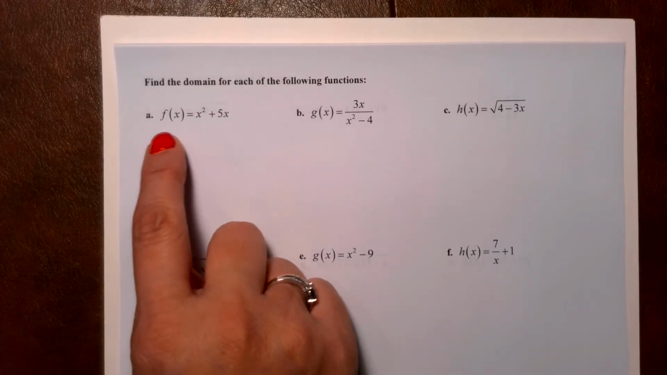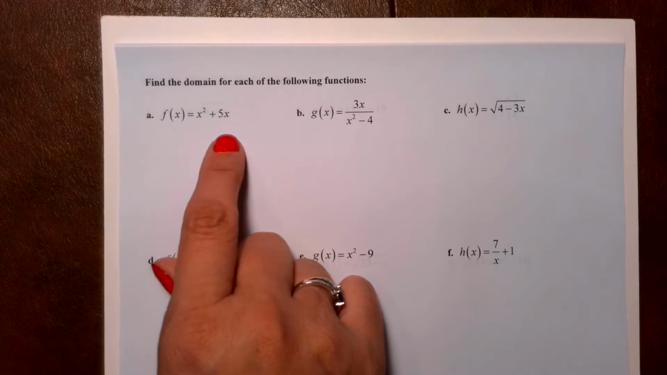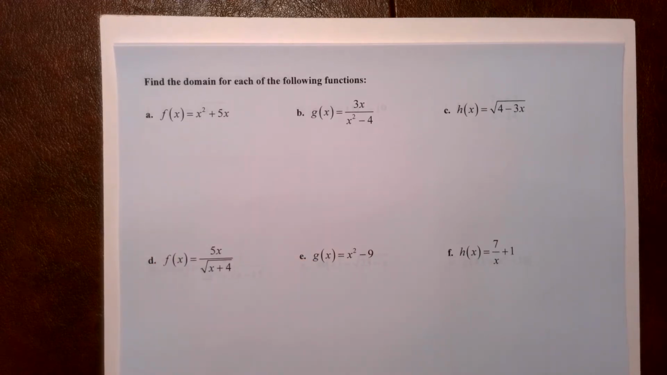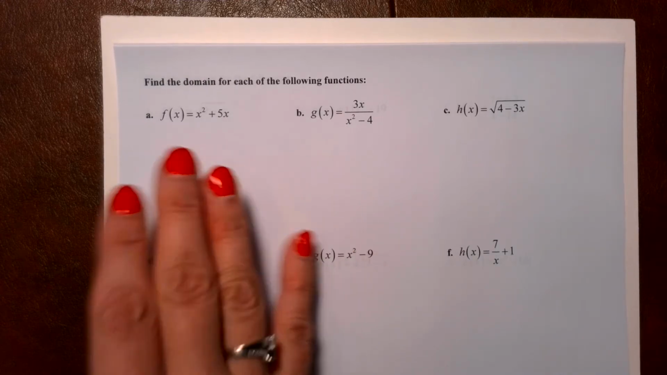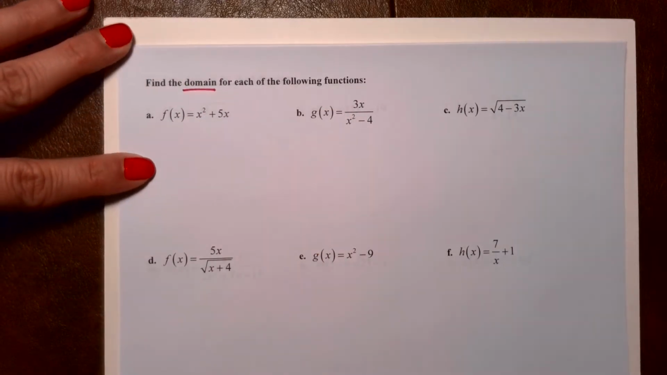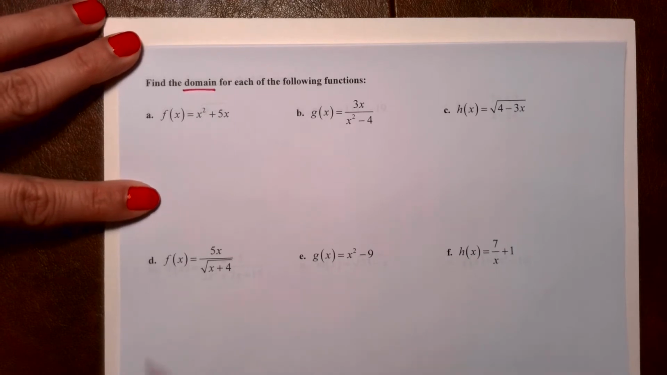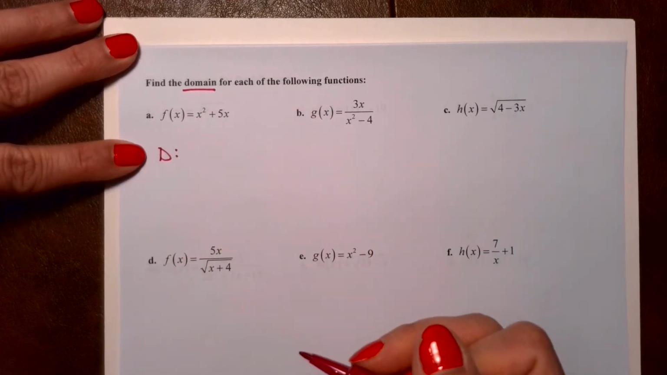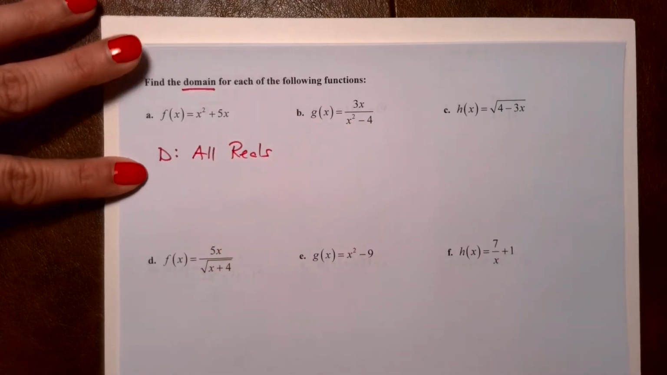Problem A, okay, we're finding the domain algebraically. Do you see a radical? No. Do you see a denominator? No. Okay. Oh man, this is kind of weird. So there's no restrictions. There's no problems here. Okay, so what's the domain going to be? What kind of numbers can I put in? I can put in positives. I can put in negatives. I can put in 0. Okay, so the domain for this problem is going to be all reals. All real numbers are allowed in.